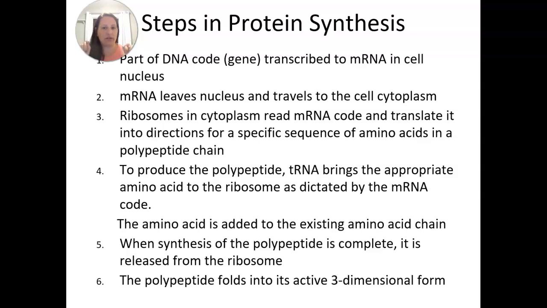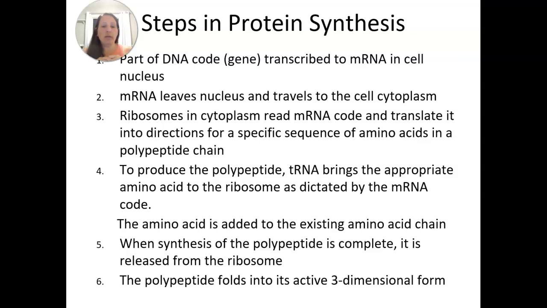So the first step is transcription, where we go from DNA to RNA. So RNA is going to be a copy of the gene, a single-stranded copy of the gene, and it's mobile. It can leave the nucleus. Step 2, the mRNA leaves the nucleus. It travels to the cytoplasm. Step 3, the mRNA is going to associate with a ribosome, and the ribosome is going to be the organelle that's going to read the mRNA, read the code, and translate it. So there's that step, translation. It's going to translate it into a specific sequence of amino acids in a polypeptide chain.